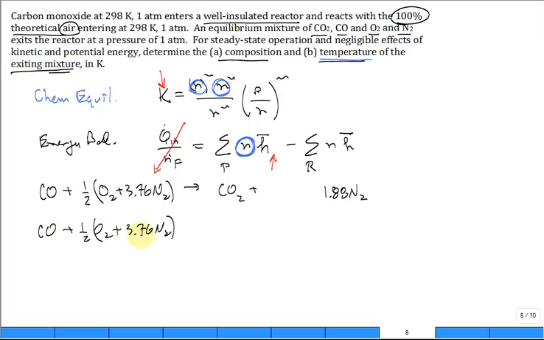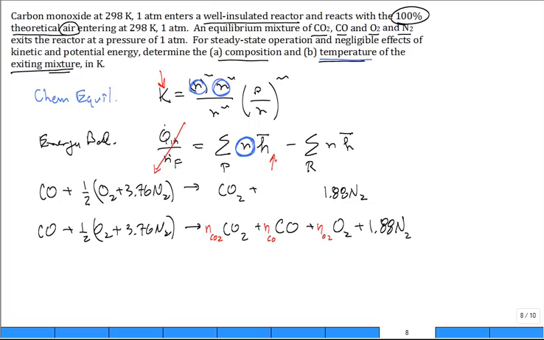But instead of coming out with just all CO2, you can come out with some CO2 and some CO and some O2. But you're always going to have the 1.88 on the N2. Make sense? So we're going to be looking for that amount of CO2 in equilibrium, the amount of CO in equilibrium, and the amount of O2 in equilibrium.